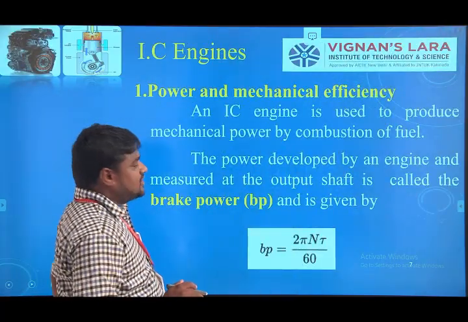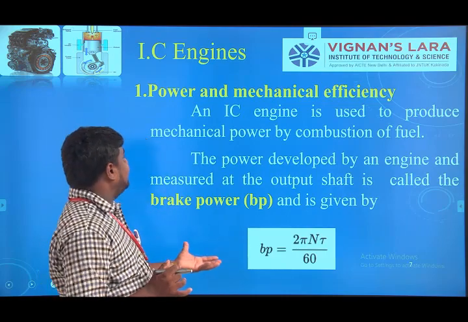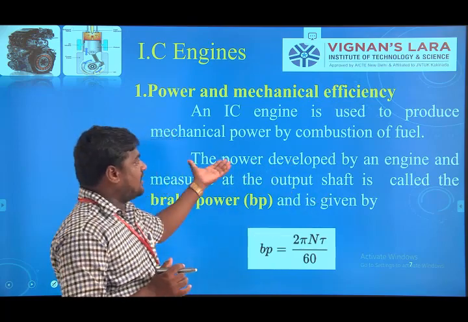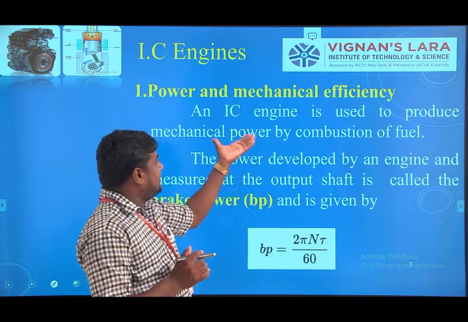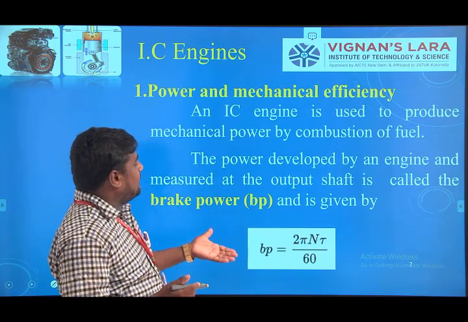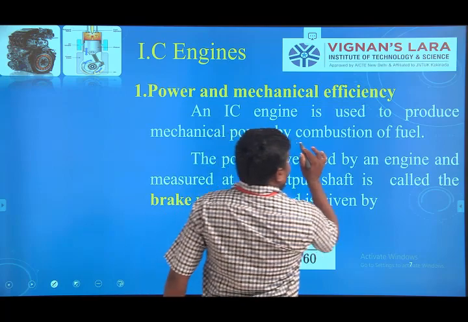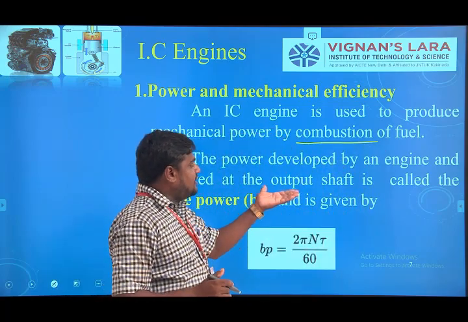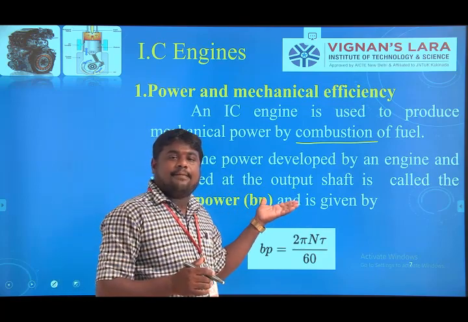And then the first point, first of all, in engine performance, is power and mechanical efficiency. Okay, so an IC engine, an internal combustion engine, is used to produce mechanical power by consumption of fuel. Then the power developed by an engine and measured at the output shaft is called the brake power.